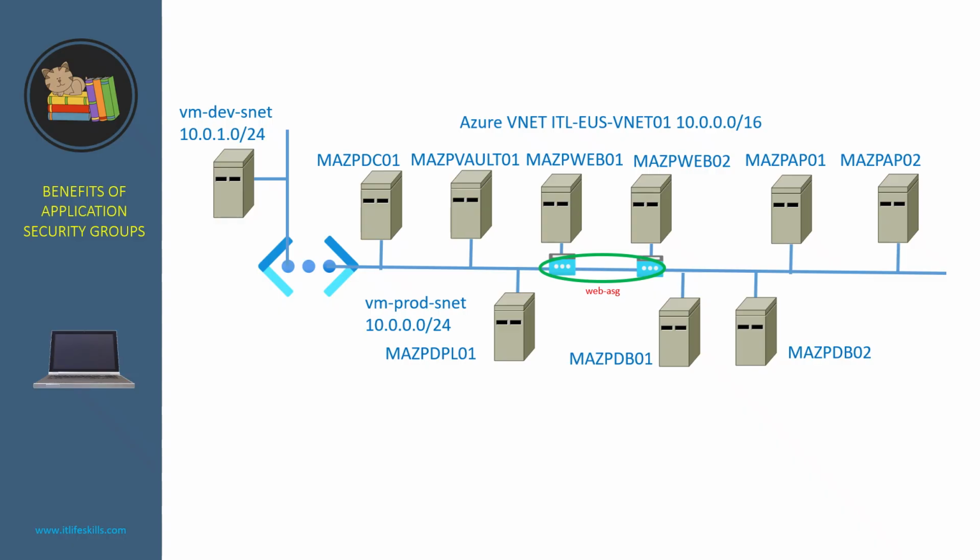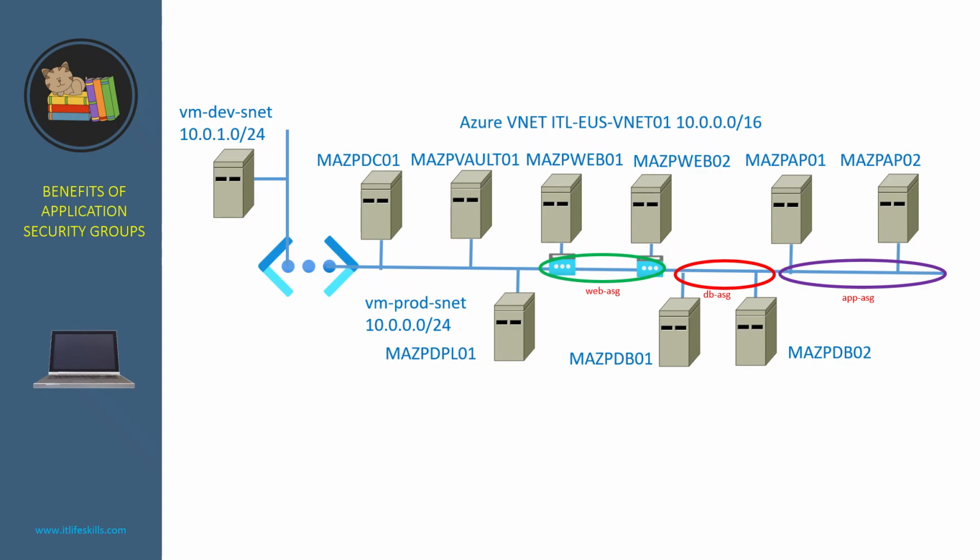Then we create the App ASG application security group. Then we add the network interfaces of App01 and App02 to the App ASG. Finally, we create the DB ASG, then we add the network interfaces of DB01 and DB02 to the DB ASG.